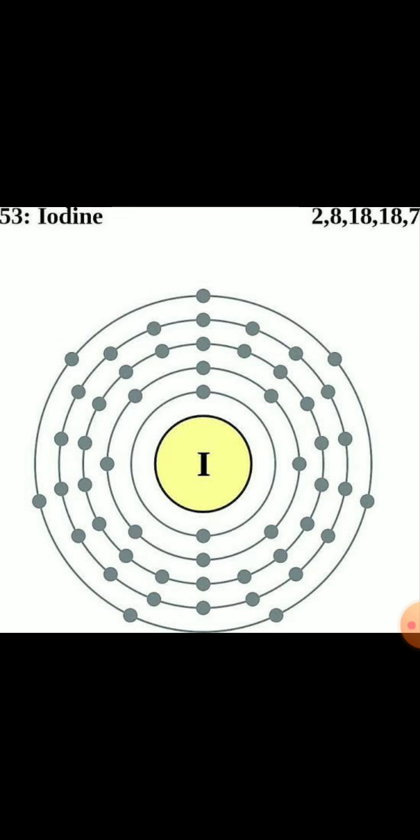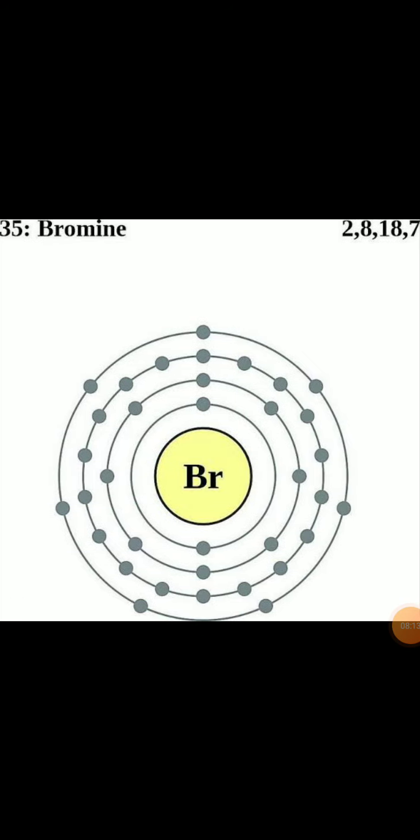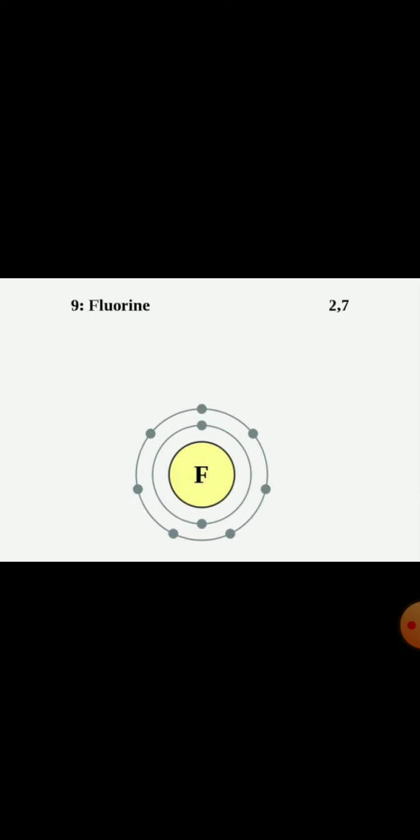If we talk about iodine, the atomic number of iodine is 53. So the arrangement of electrons will be 2, 8, 18, 18 and 7. Here also you can see that there are 7 electrons in the outermost orbit. So from this also we can see all the elements have the same number of valence electrons, which means elements in the same group will have the same number of electrons in the outermost orbit, that is valence electrons. So that is true for group number 17 also.